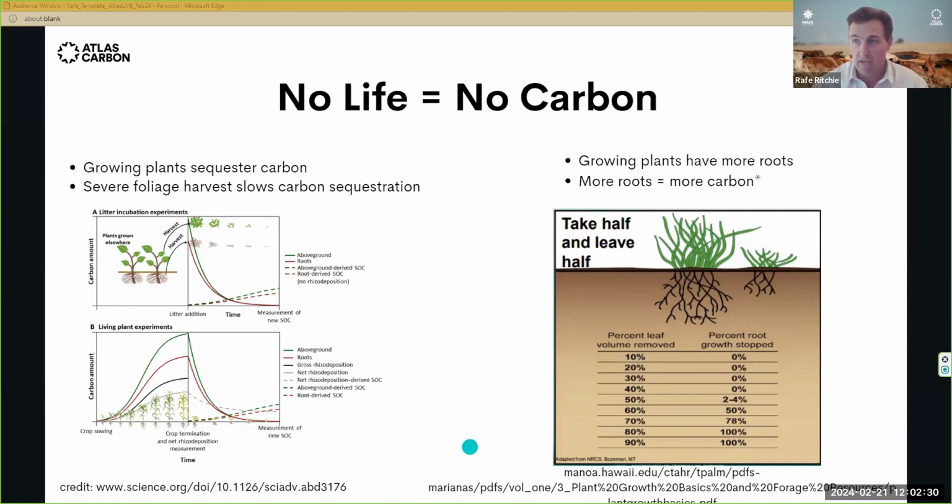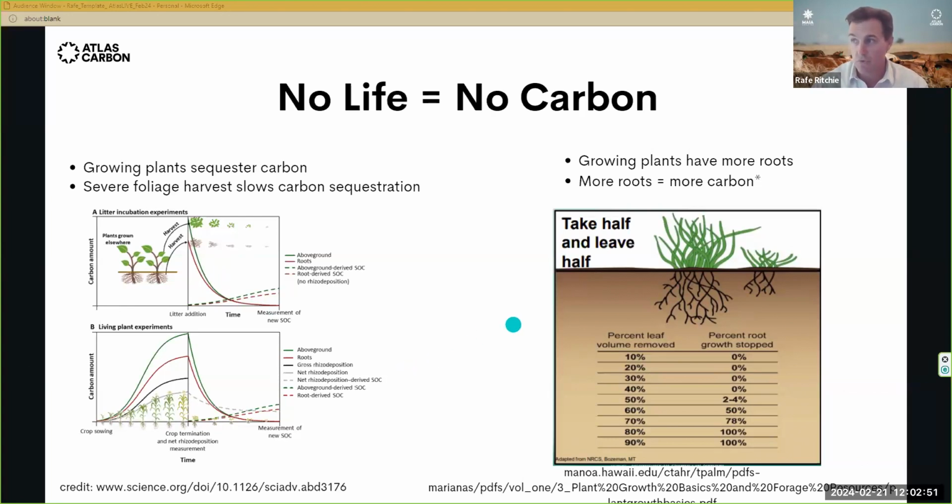And what this little chart on the left shows fantastically well is that when you harvest off too much at the top, you stop putting carbon down the bottom. And that's a really important thing: you need solar panels to put carbon in the ground. So if you mow that plant too low, it stops going down.